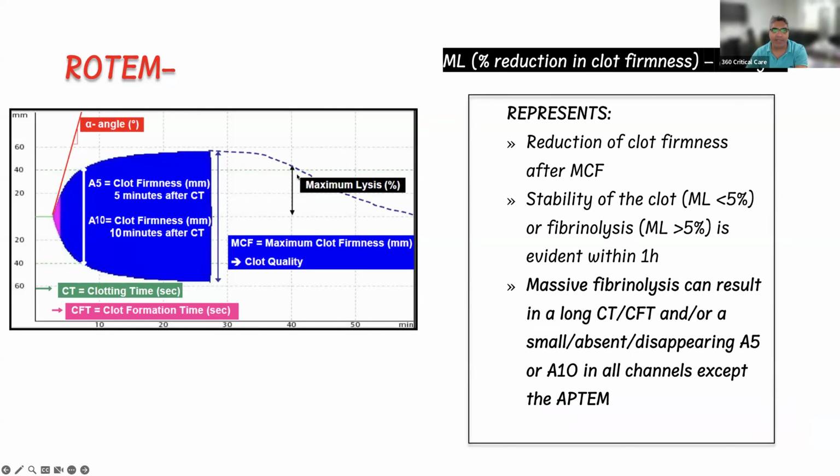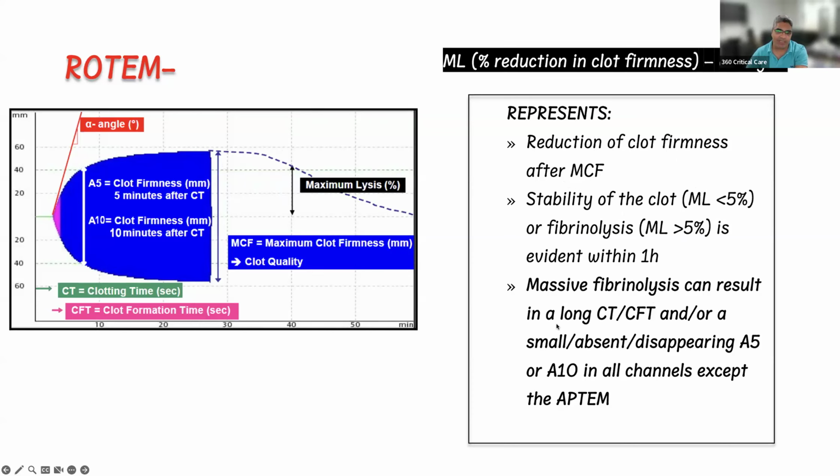Then you look for maximum lysis, the percentage reduction in clot firmness at a particular time. We usually look at 1 hour or 45 minutes. This is the maximum clot formation, and we look at a particular time: how much is the clot lysis? That is the stability of the clot. If maximum lysis is less than 5% at the measurement time, this is normal. But if the ML is more than 5% at or within 1 hour, then it is a sign of fibrinolysis.